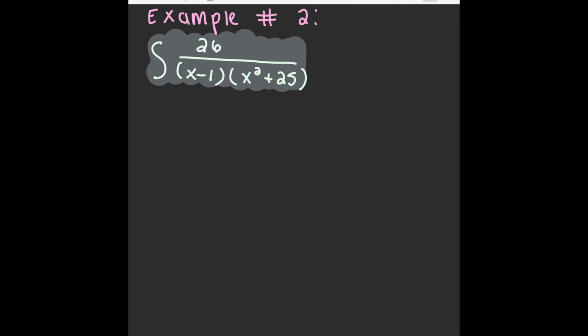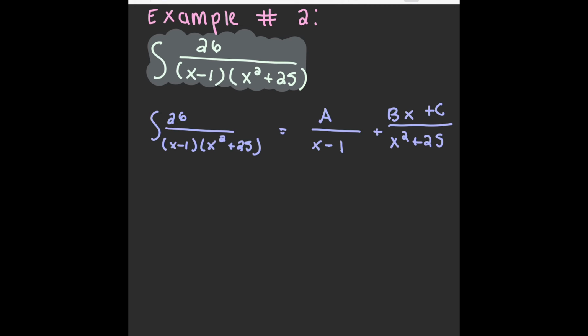Alright, so now we're going to do more of a complicated problem. In this one we don't have to do long division because the denominator's degree is greater than the numerator's. So I've put this into the partial fraction decomposition form. Now we're going to need to solve for a, b, and c.